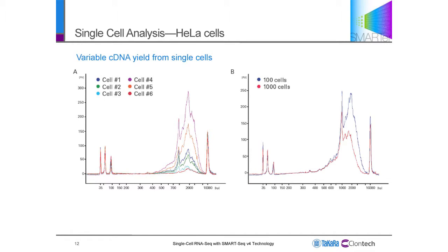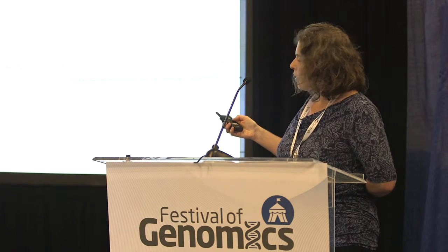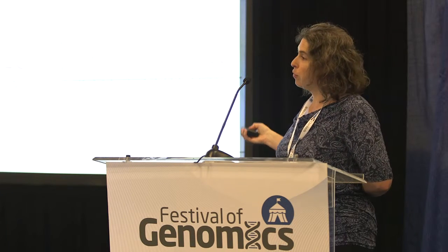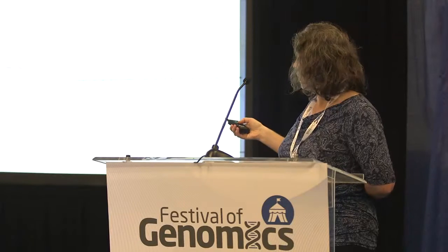And we're just looking at bioanalyzer traces from single cells. We have noticed that we do get a variable cDNA yield, and we did notice when we did the experiment that cells did vary in size, and we think there may be a correlation there, but we really haven't pursued this further. And then what you're seeing on the right is a bulk sample with either 100 or 1,000 cells. So in the next couple of slides, I'll show you data from these preparations.